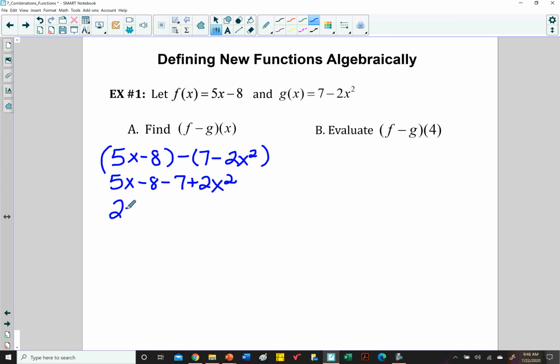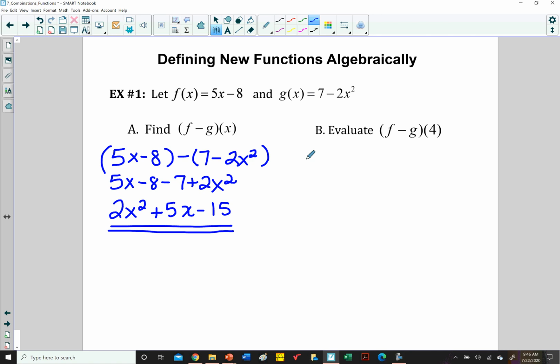And then writing that new function in standard form or descending powers of x, we would have this brand new function. So 5x minus 8 is a line, and we combined it with the parabola and ended up with another parabola. If you wanted to evaluate, you could evaluate in two different ways. You could either take the difference of the two functions, which is right here, and substitute 4, or you could find the f of 4 and the g of 4 separately and then subtract the two values.